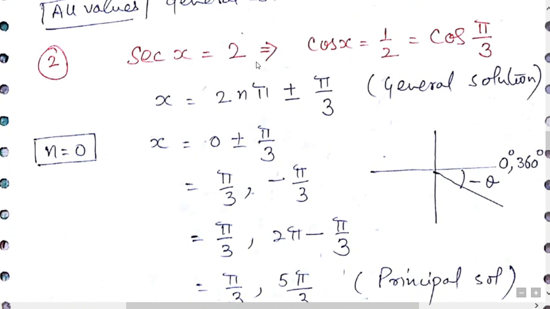Now for sec x, it's 2. It means cos x is equal to 1 over 2. It means it's cos pi over 3. Now apply the formula. 2n pi plus minus pi over 3. If the value is 0, two answers are there.